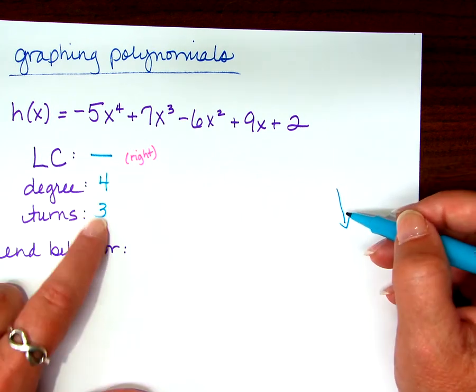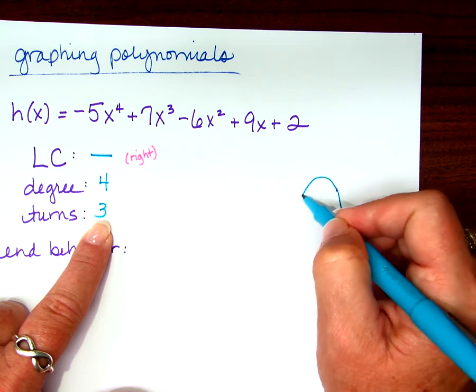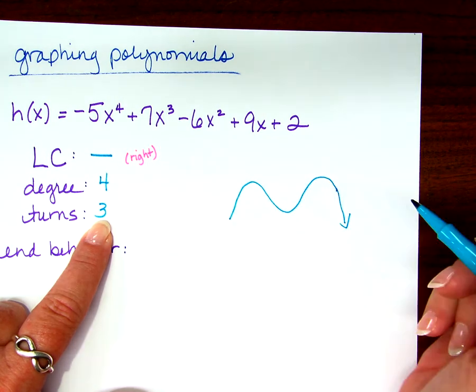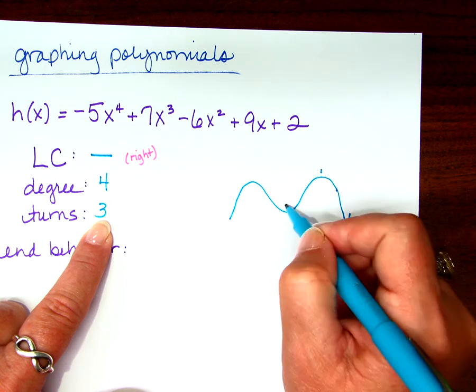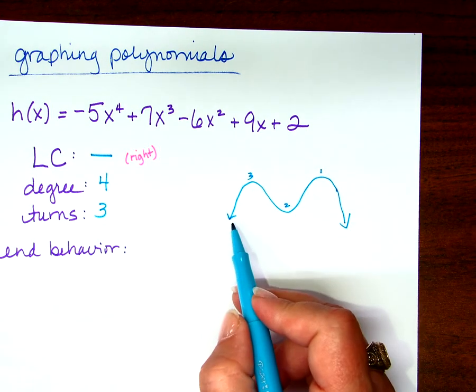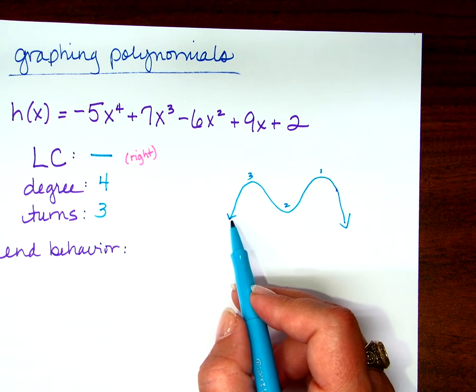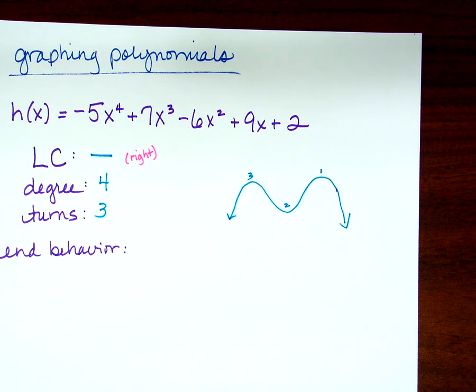It's going down. Now, how many turns are there? 3 turns. And what do I mean by a turn? A change of direction. So this is 1 turn. This is 2 turns. This is 3 turns. So now tell me what's happening at the left behavior. It's going down, right? So it's going down to the left and it's going down to the right. And to be honest, that used to be good enough until I started teaching college algebra.